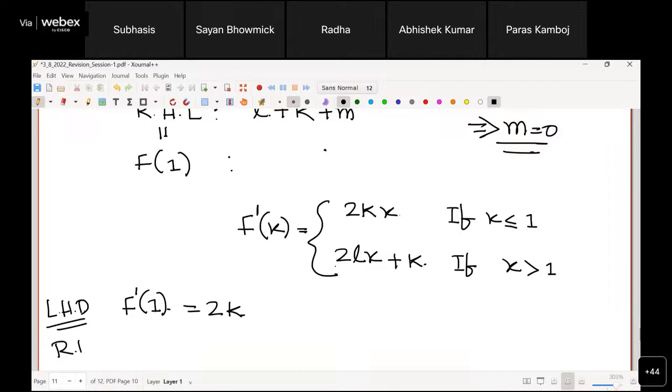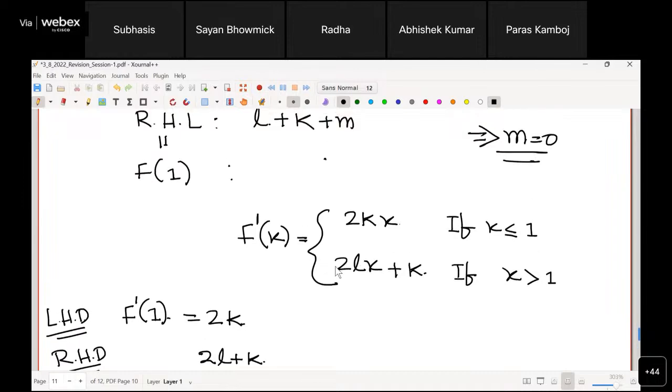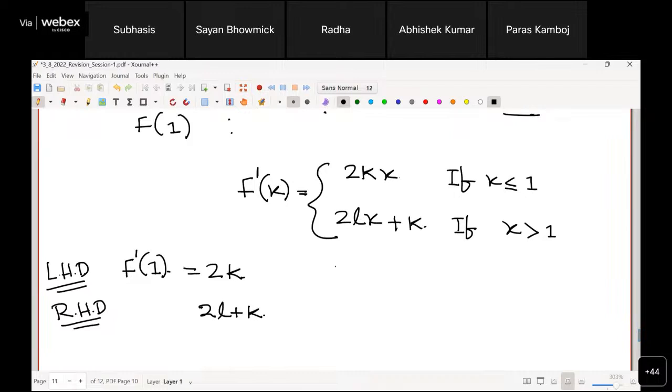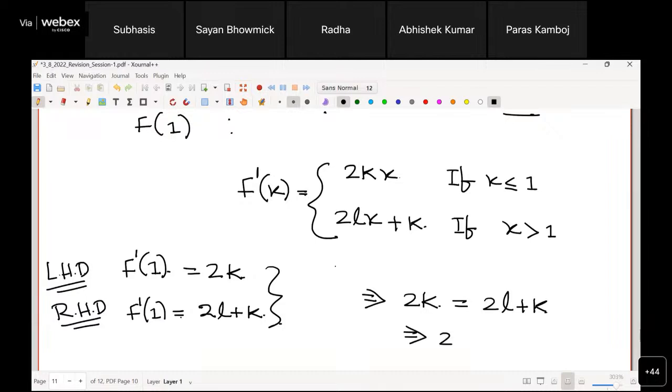And what will be the right hand derivative? 2l plus k. This is 2l. K will not be there. Why will it not be there? We already have taken the derivative, so we are just putting f as 1. So yes, it would be there. The right hand derivative is basically 2l plus k. We want these two things to be equal, so 2k should be equal to 2l plus k. That means k equals 2l.